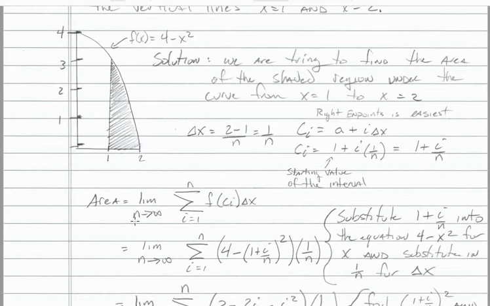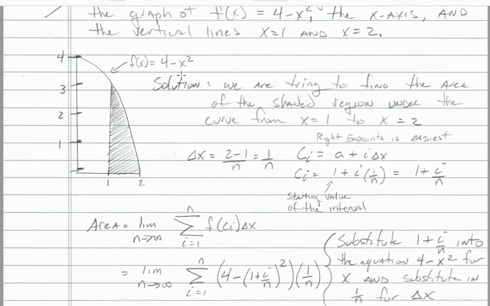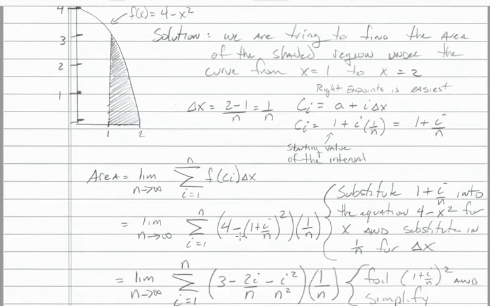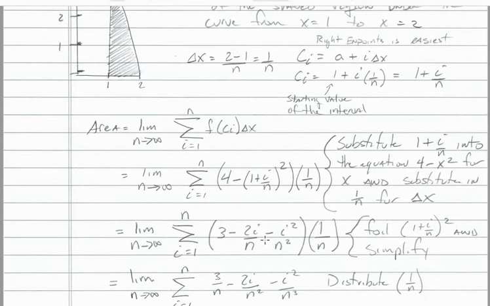Now we go down to the area summation. We're going to take the limit as n approaches infinity of the sum from i equals 1 to n of f of Ci times delta x. We calculated Ci and we calculated delta x. Our original function is 4 minus x squared, so we put 4 minus (1 plus i over n), that's our Ci, and make sure we square that, times our width, which is 1 over n.